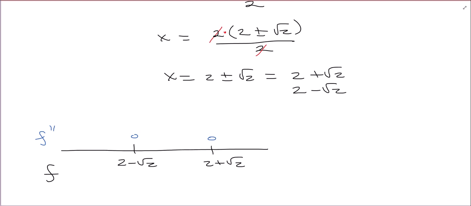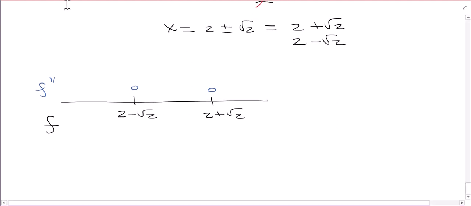So let's try some test points. So notice that right smack in the middle of 2 minus root 2 and 2 plus root 2 is 2. So I'm going to be able to use 2 as the test point for the middle. But let's try minus infinity to that. So my second derivative, this is what we're testing, was e to the minus x times x squared minus 4x plus 2.